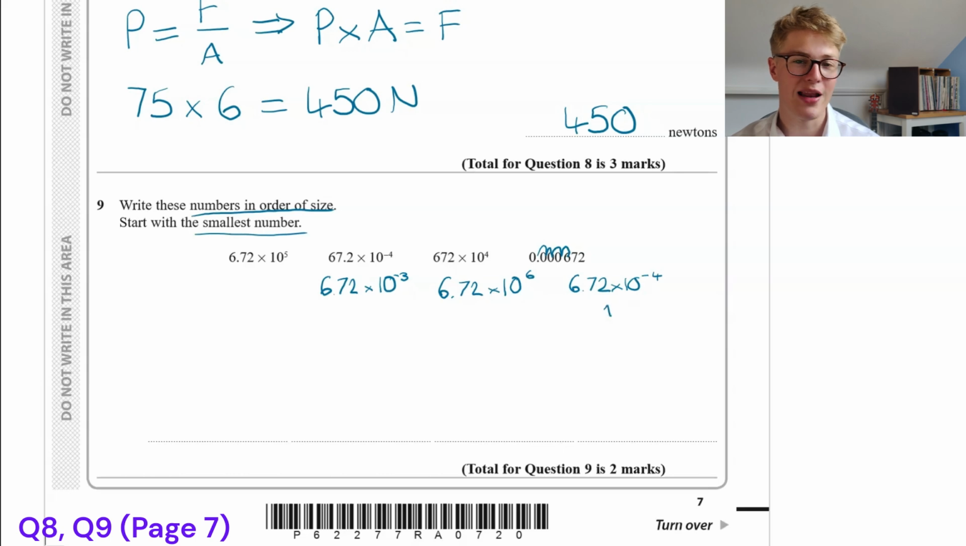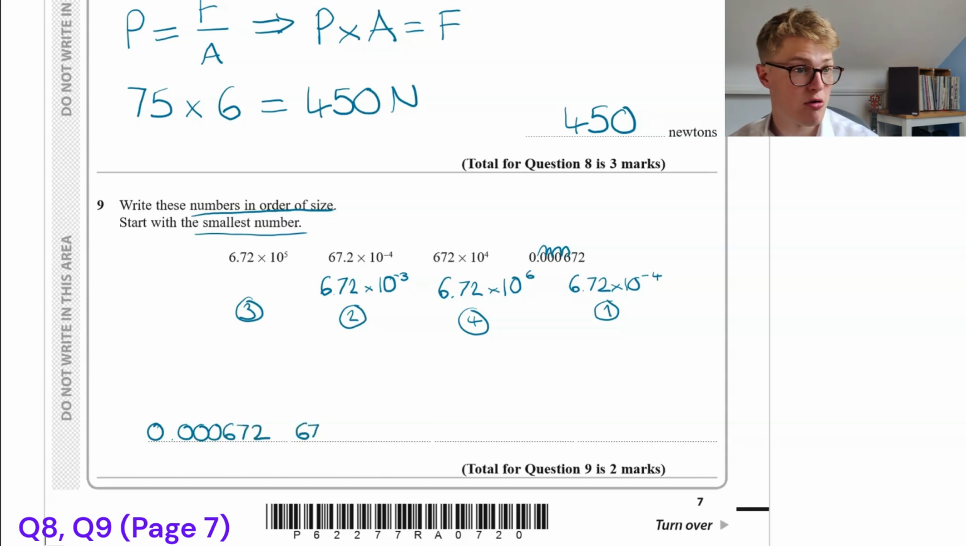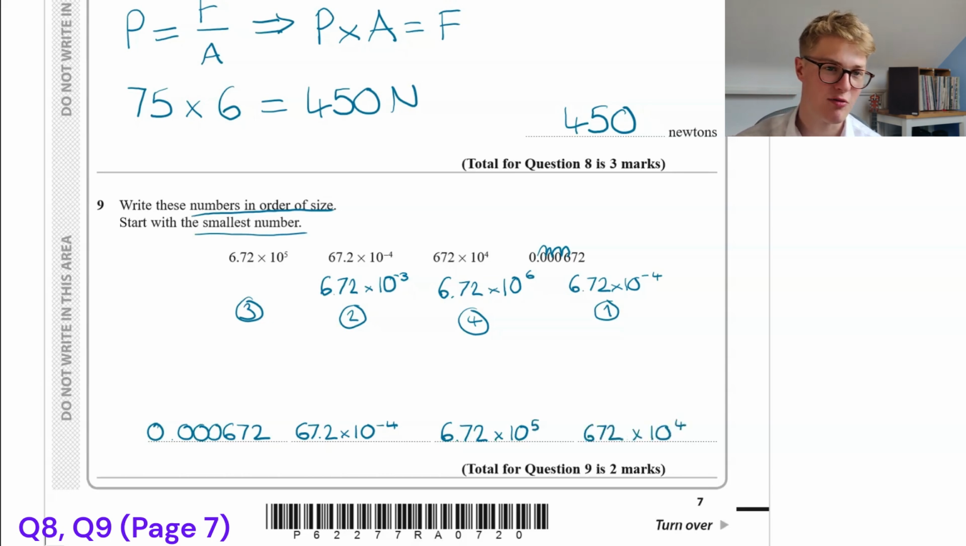By comparing all of these values, we can then write them in order, but make sure you write the original values quoted in the question. So this leaves us with 0.000672, 67.2 times 10 to the minus 4, 6.72 times 10 to the 5, and 672 times 10 to the 4.